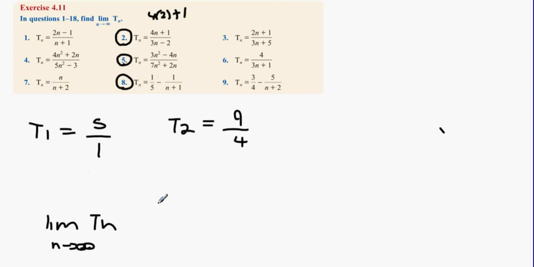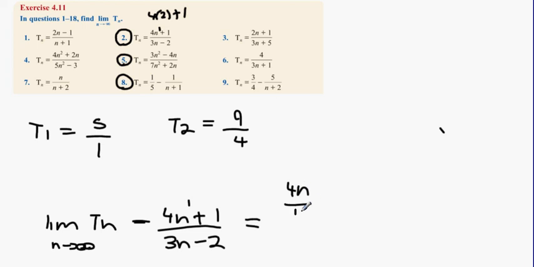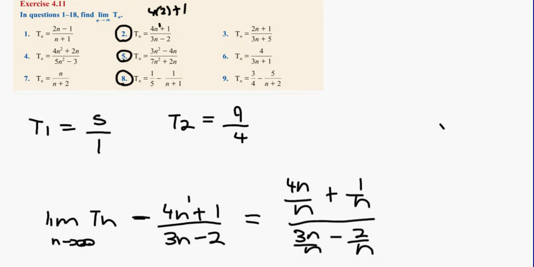So what we're going to do is we have 4n plus 1 over 3n minus 2. We're going to have to divide. In these questions, you divide by the highest power of n. The highest power of n in this question is n to the power of 1. So we're going to divide 4n by n plus 1 over n, over 3n over n minus 2 over n. So we divided the top and bottom by n.